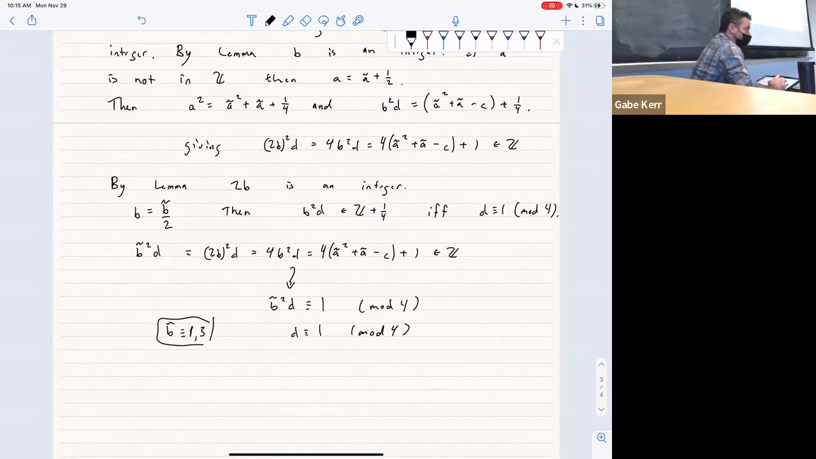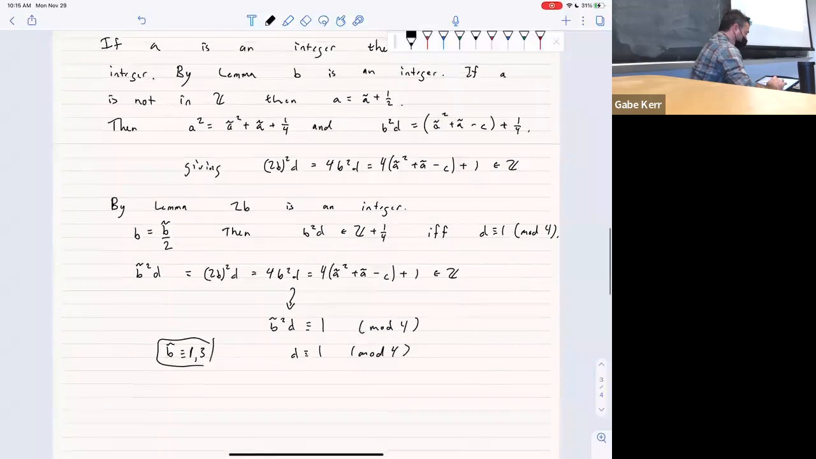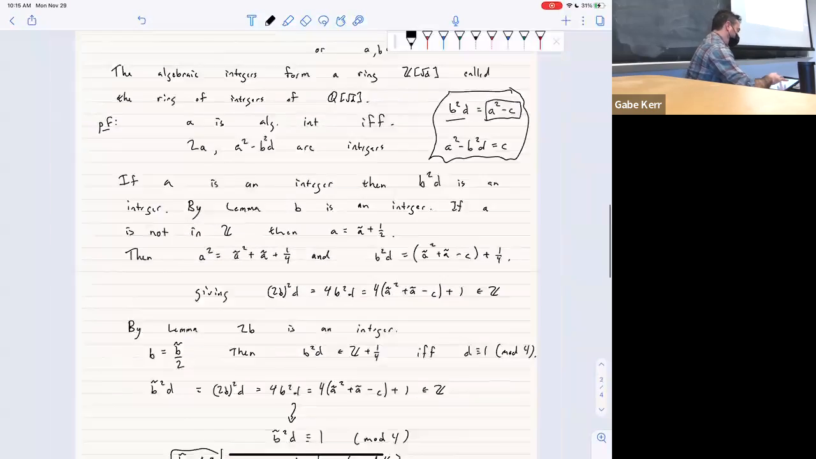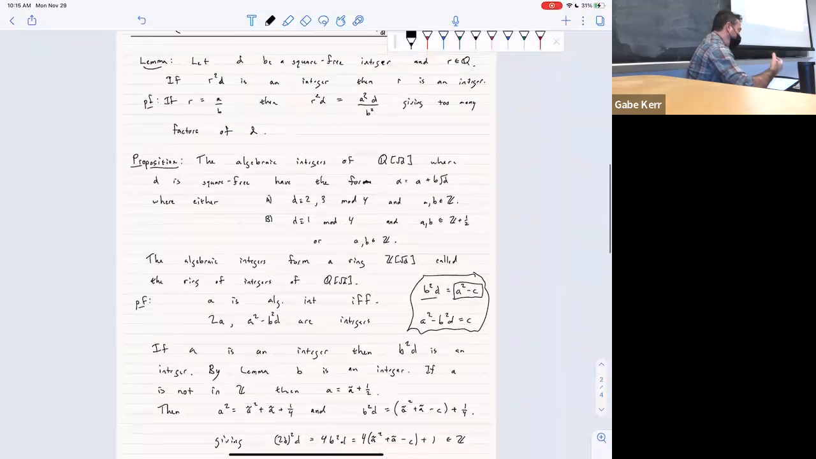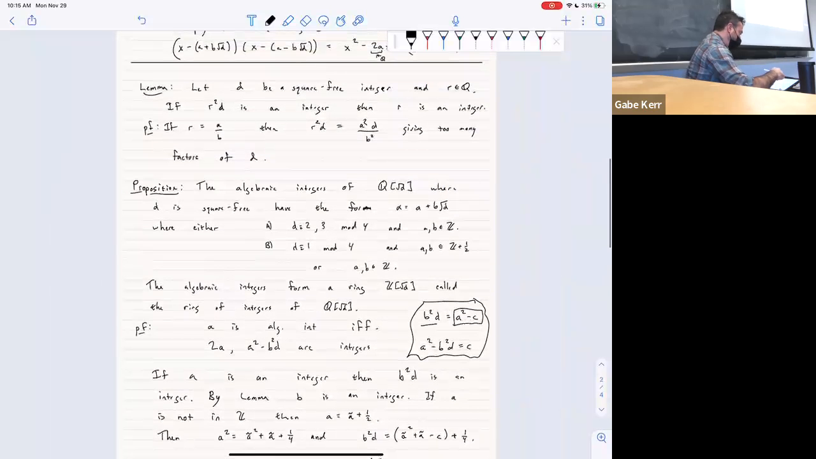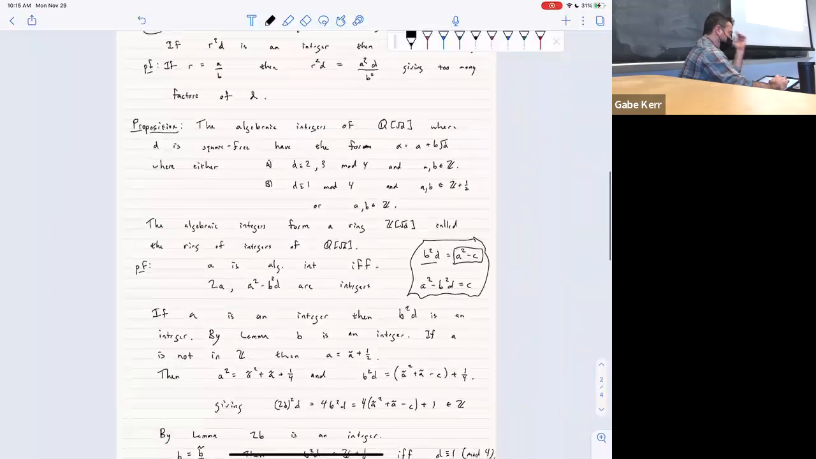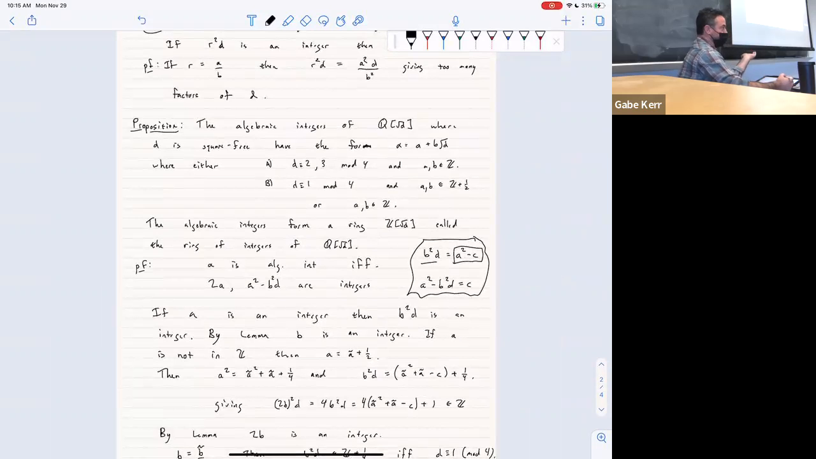All right, good. And that gives us that problem. So now, of course, D could be congruent to 2 or 3. And in those cases, we don't have this case where A has to be an integer.